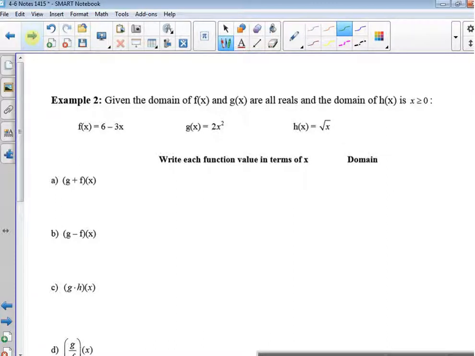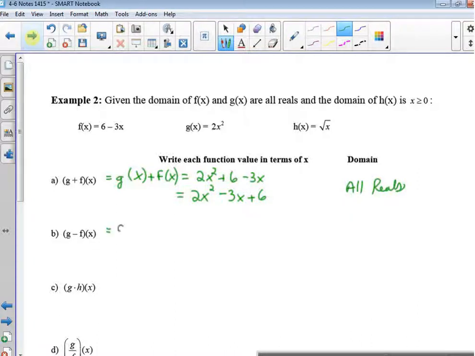So g plus f of x, we know that formula is equal to g of x plus f of x. So let's do that. G of x is 2x squared plus f of x, which is 6 minus 3x, and just put it in standard form. 2x squared minus 3x plus 6. And you need to consider the domain of both of them and the domain of the ending one. In the domain of both of them, they were all reals, so the domain of the ending one will also be all reals. You don't have a fraction or a radical, so you don't have to worry about the domain.